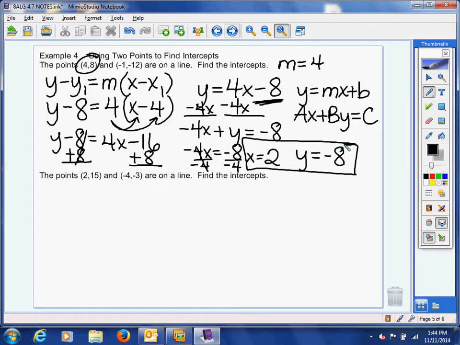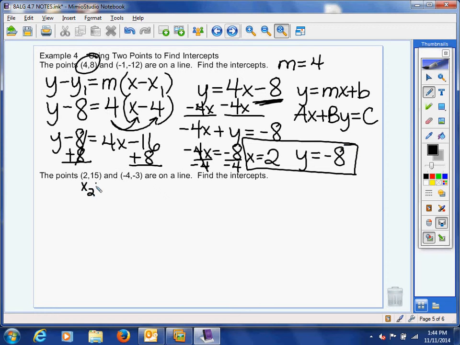I definitely would calculate slope first, plug into point-slope form, rearrange it to slope-intercept form, and then into standard form. That literally would be my progression. Once it's in standard form, then you can use your cover-up method and find your intercepts. All right, let's try this one.